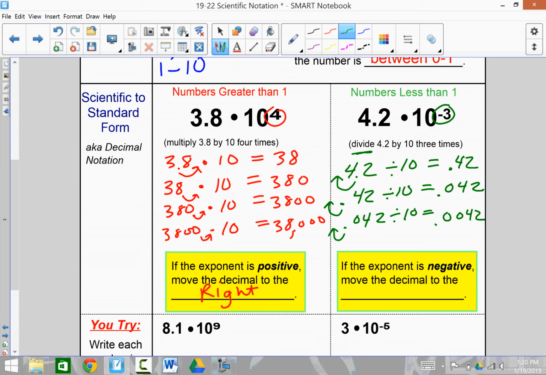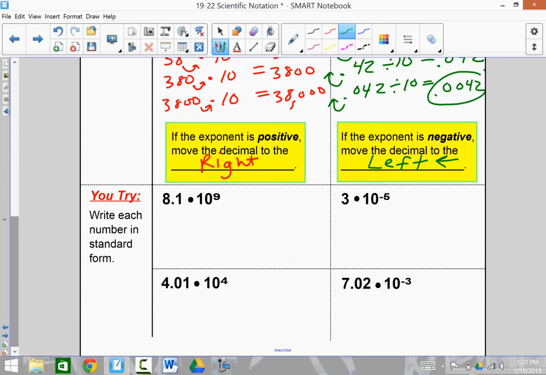So in other words, if you give this a try in a calculator, it's going to say 4.2 times 10 to the negative third power equals 0.0042. In other words, if the exponent is a negative exponent, it's going to be a number between 0 and 1. You know you're going to move the decimal point this time to the left. You're going to move it backwards. Okay? So let's give some of these numbers a try.